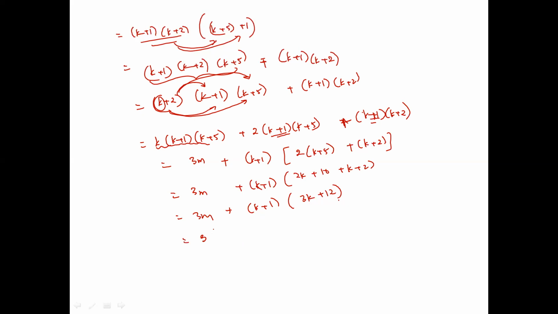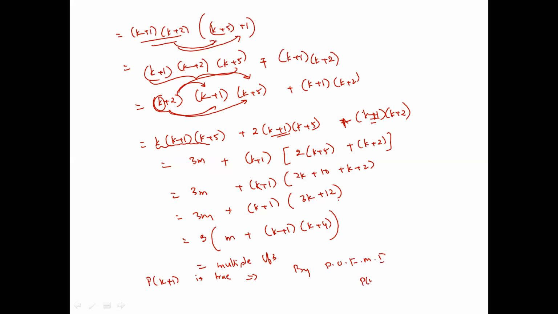So what I will do is I'll take 3 common. 3[m plus (k+1)(k+4)]. This is what I have. That means it is a multiple of 3. For k plus 1 also we got a multiple of 3. So I can say P of k plus 1 is true. That implies by the principle of finite mathematical induction, P of n is also true for all natural numbers.